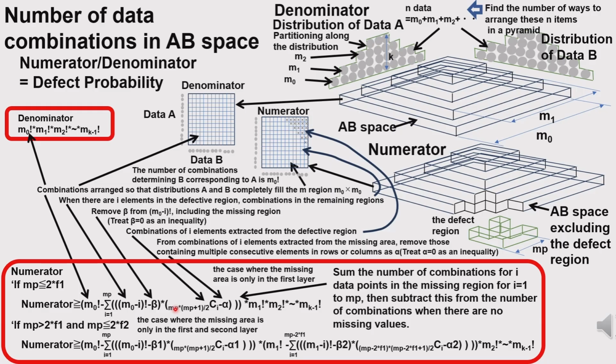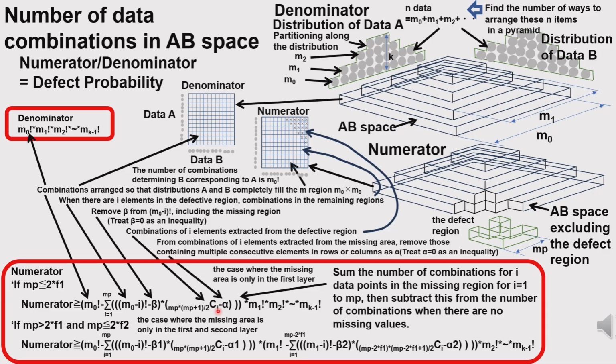The sum obtained by varying I from 1 to M_P in this formula represents the number of combinations containing data in the missing region. The term (M0 minus I) factorial represents the number of arrangements in the remaining region when I points appeared in the missing region. The term to its right represents the number of ways to select I points from the missing region, minus alpha. This gives the number of valid arrangements where I points fall into the missing region. Their product represents the reduction in the number of possible arrangements.